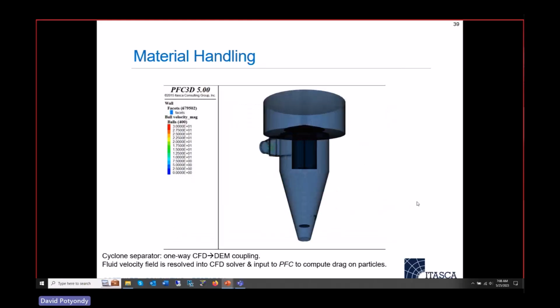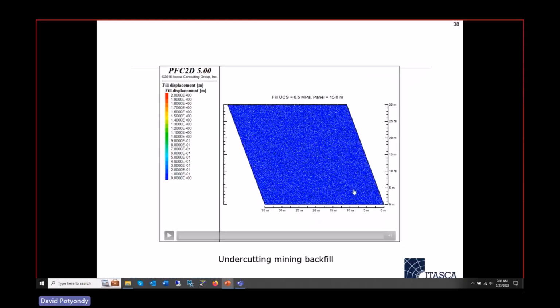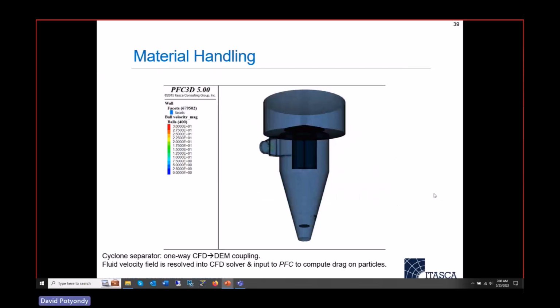So then they made a, whoops. Oh, I'm going to look at this later. I don't have it in here. We'll look at this later. But when they made the UCS 1 MPa, they were able to undercut it, and you've got broken material, and it formed a stable arch. We'll see that later. And this is a cyclone separator.